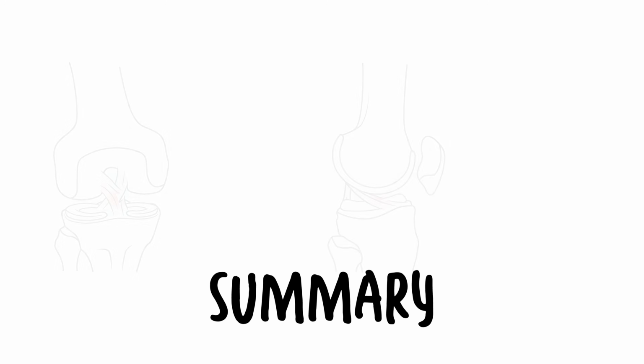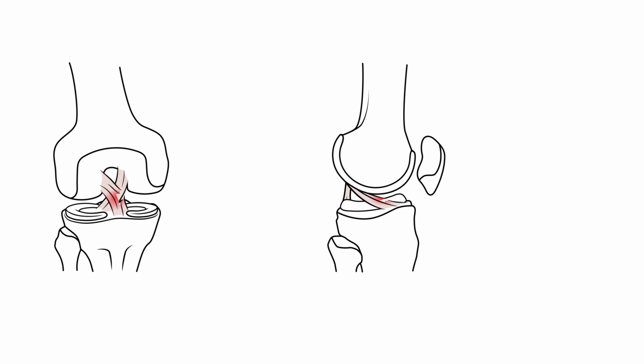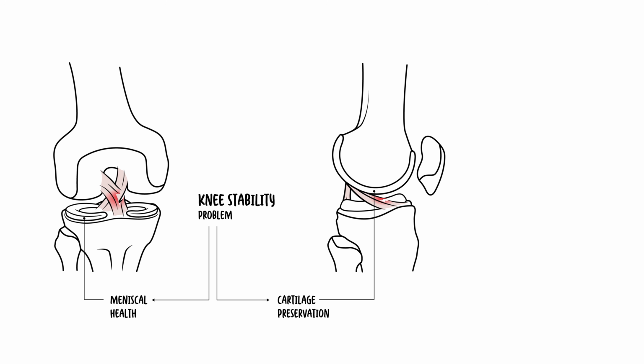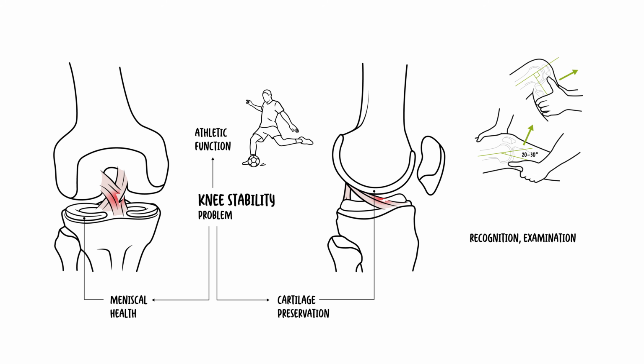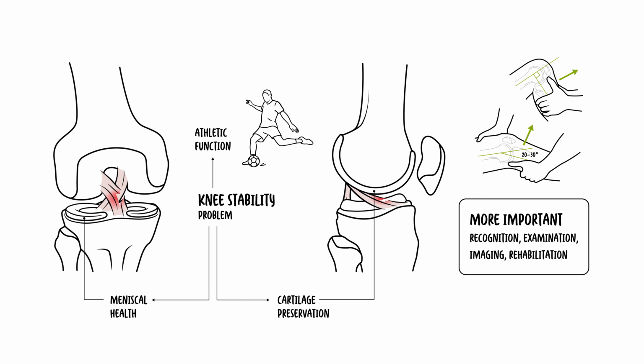So, in summary, ACL tear is not just an acute sporting injury. It is a knee stability problem with implications for meniscal health, cartilage preservation, and long-term athletic function. Early recognition, careful examination, appropriate imaging, and a structured rehabilitation pathway are more important than simply deciding whether the patient needs an operation. Thank you.